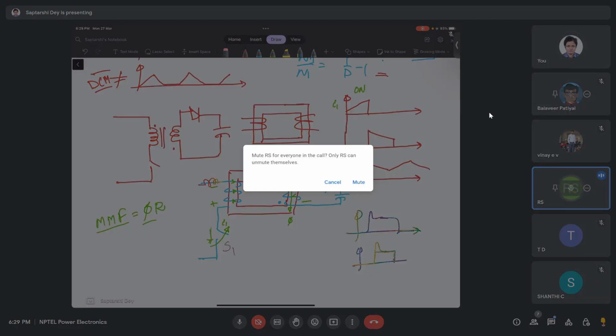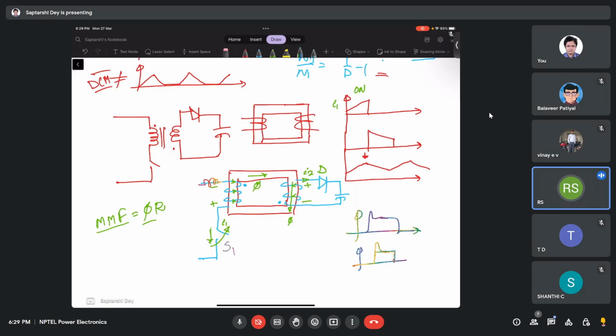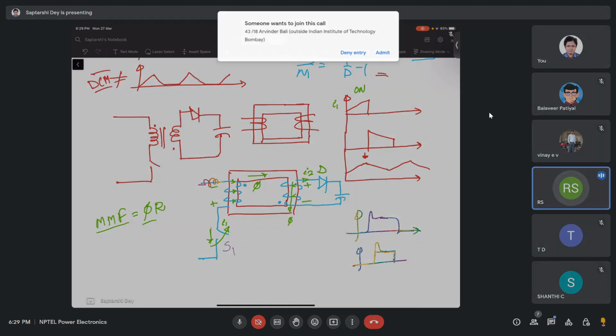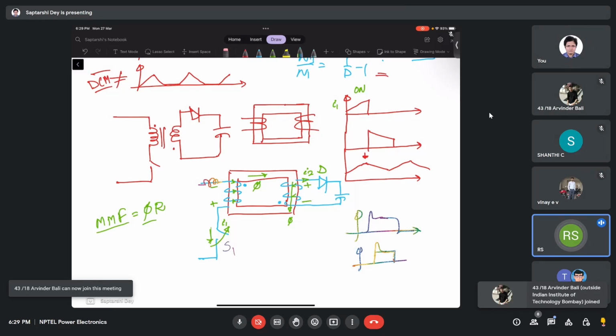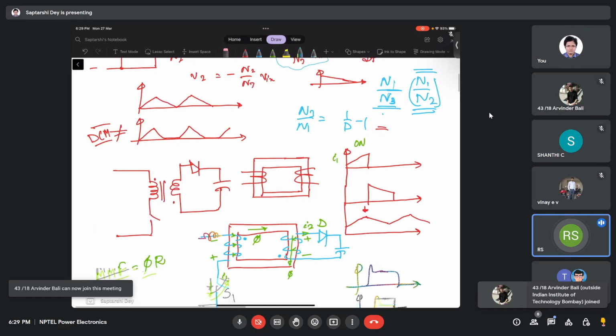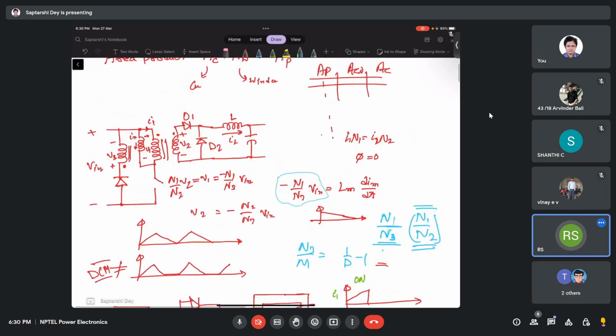Sir, in our flux reset approach in the forward converter, we considered the leakage inductance to be zero. Sir, if we consider the leakage inductance, what is the flux reset? If you consider the leakage inductance, flux reset does not change.